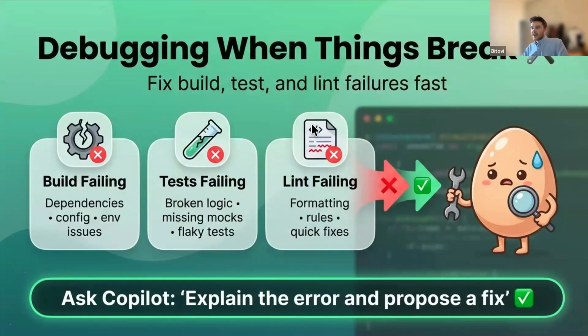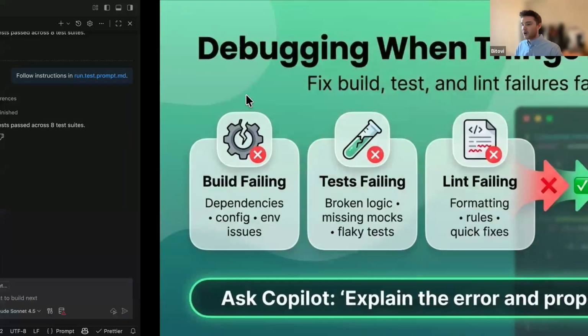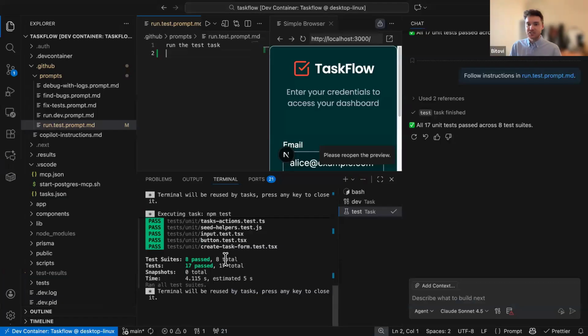Okay, so the next thing we're going to look at is debugging when things break. So far we've talked about how we manage the different tasks in the app using Copilot, right? Running the tests, we could run the linter, run the dev server, build the app, whatever you need to do. Even if you have complex things for deploying, you could run CI scripts and all this stuff. All of it can be automated with tasks and with Copilot.